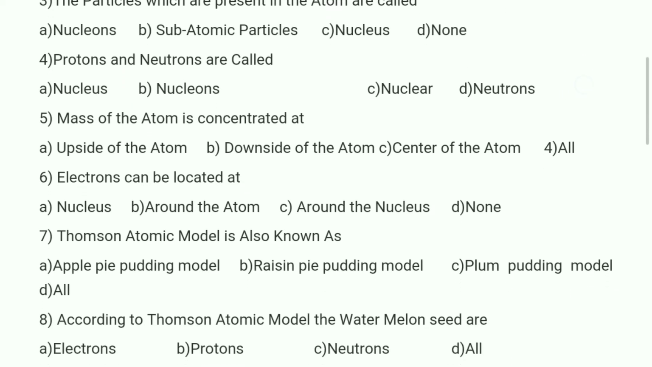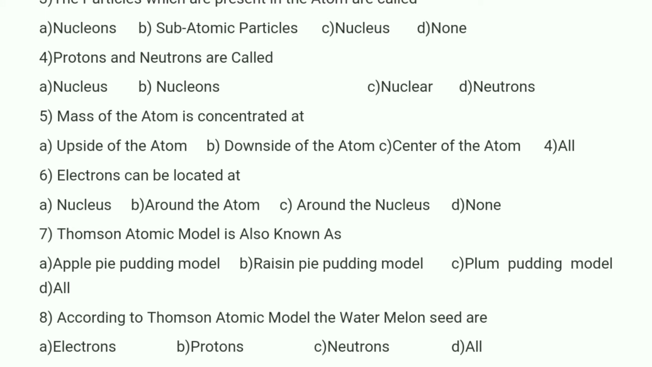And fifth one, mass of the atom is concentrated at. So if you take an atom, the mass of the atom is fully concentrated at the center of the atom. So the option C is correct, center of the atom. So mass of the atom is concentrated at the center of the atom.